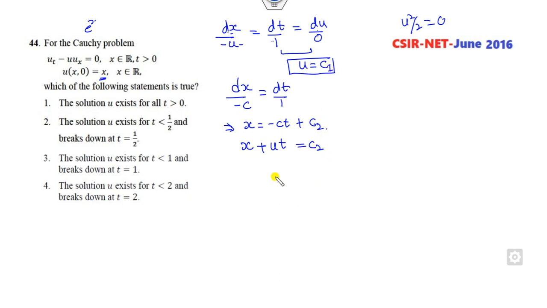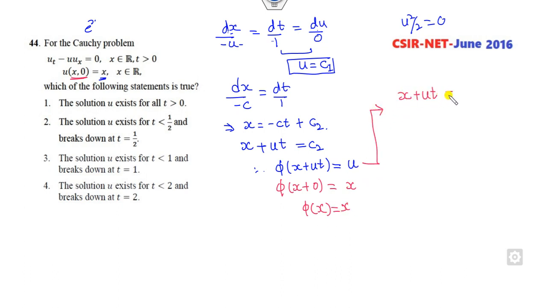This is the second solution. So how can you write that? Phi of x plus ut is equal to u. Now you can apply the initial condition. u of here, so phi x, t is my 0, u is my x. So phi of x is my x. So I can start from here. So x plus ut is equal to x. So x over 1 minus t is equal to u. This is my solution of the problem.